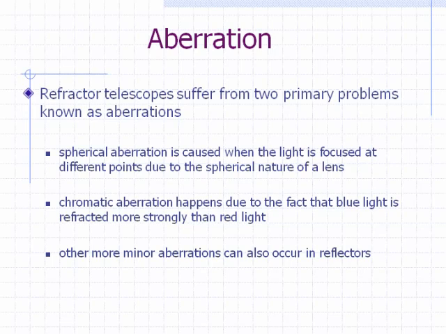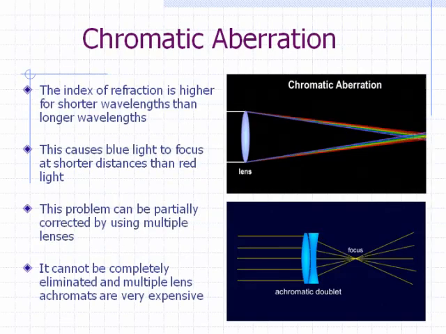So Galileo's telescope suffered from spherical aberration, which causes the light to focus at different points due to the spherical nature of the lens. It also suffered from chromatic aberration. This is due to the fact that blue light is refracted more strongly than red light. Chromatic aberration basically makes a lens behave like a prism.